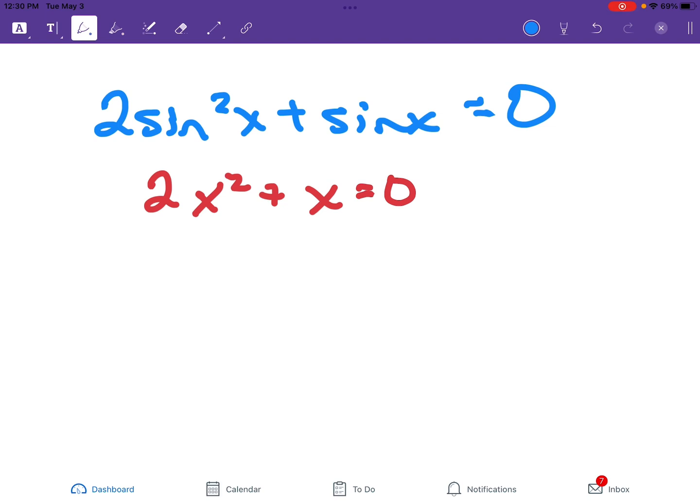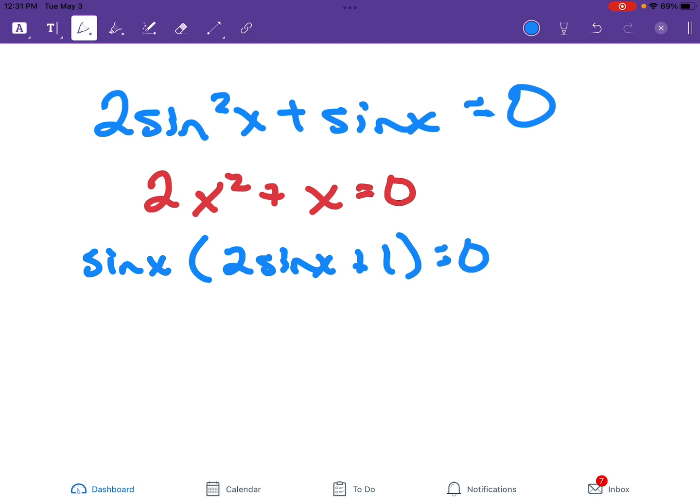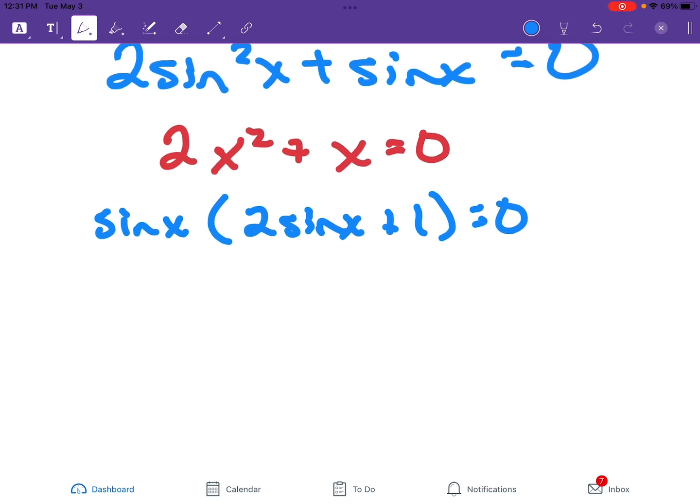All right, so what we can do with this is take the greatest common factor out, and we can do the same thing with the trig function. We take the greatest common factor of sine x out. We're left with 2 sine of x, because there were 2 of them there, plus 1, and that equals 0. Kind of like the last problem, we take both of our factors and set them both equal to 0.